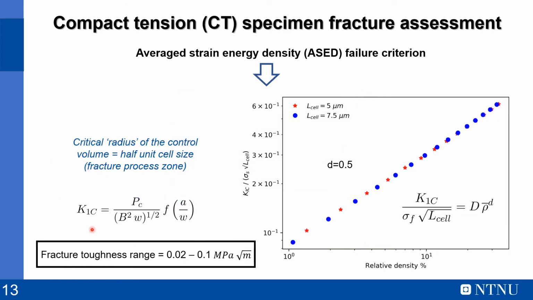Besides, by means of the classical formula for the fracture toughness and by means of the fracture loads obtained before, we have computed the fracture toughness range between 0.02 and 0.1 megapascal per square root meter, and these values follow the typical power law shape as a function of the relative density, and they scale with the fracture strength of the base material and with the square root of the unit cell size. Here you can see the plot in logarithmic scale.